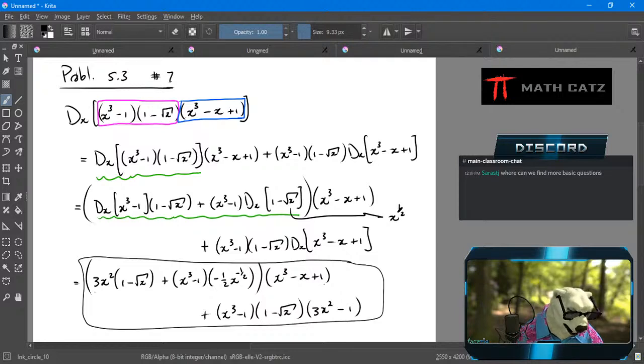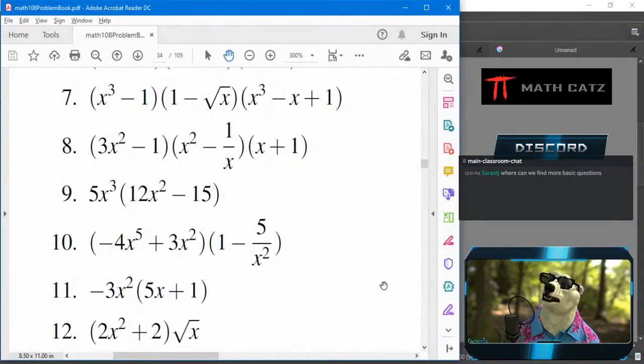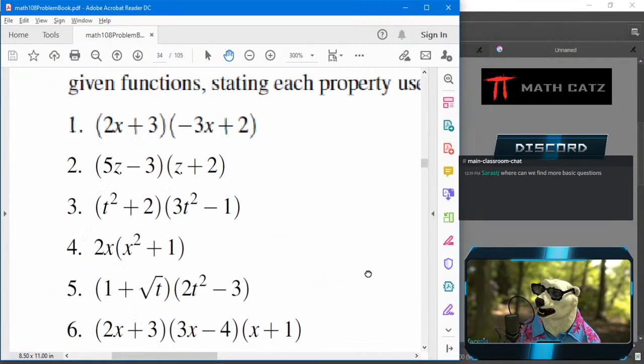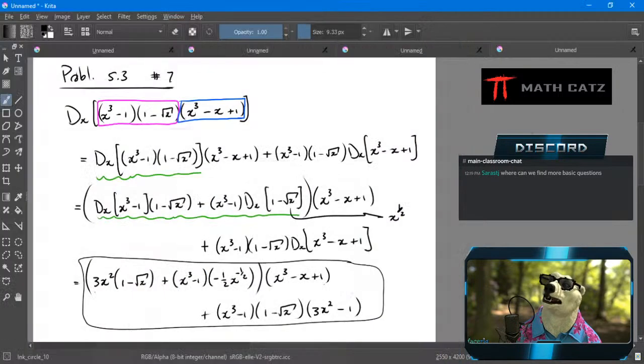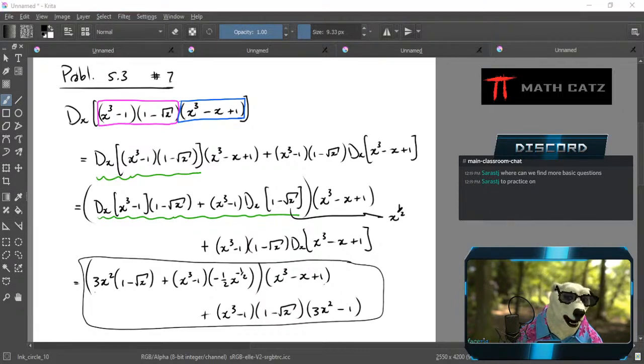Where can we find more basic questions? If you look on the website, there are suggested exercises from the official textbook. There should be many there. Let's have a look. I need to open the website. Hold on. Opening the website.